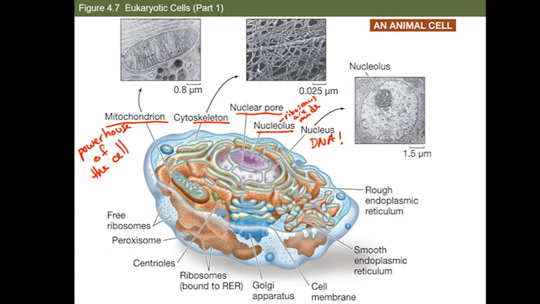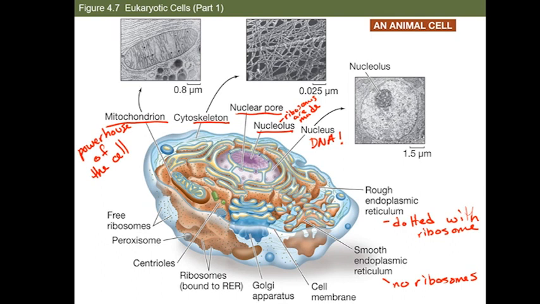The rough endoplasmic reticulum, it's just kind of like roadways for your cells. It's just dotted with ribosomes. The smooth endoplasmic reticulum has no ribosomes. It's just for movement of stuff in your cell.